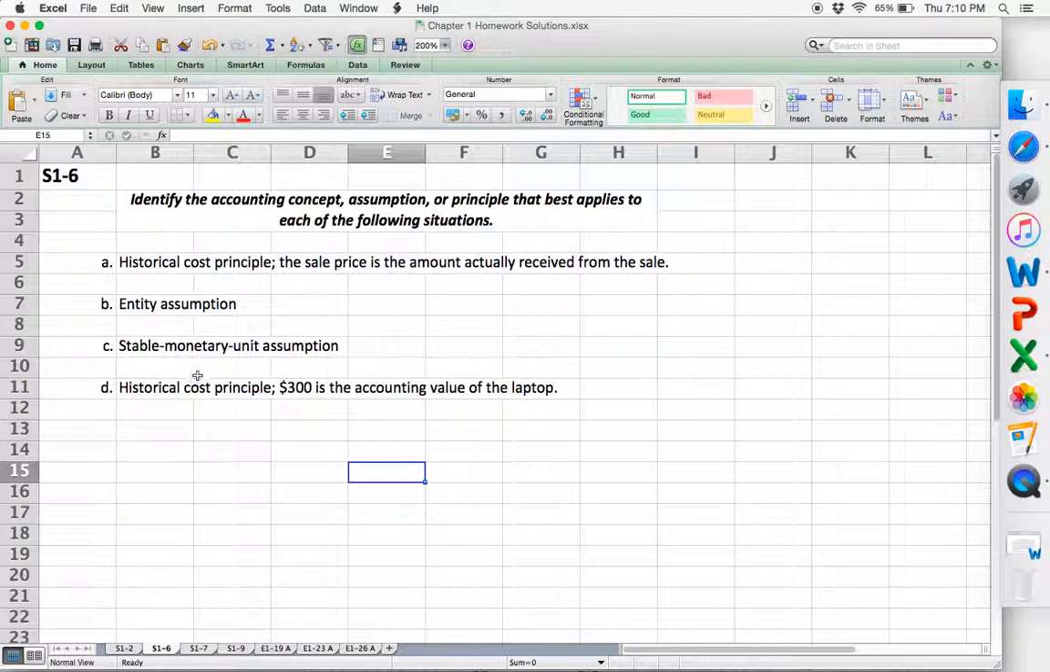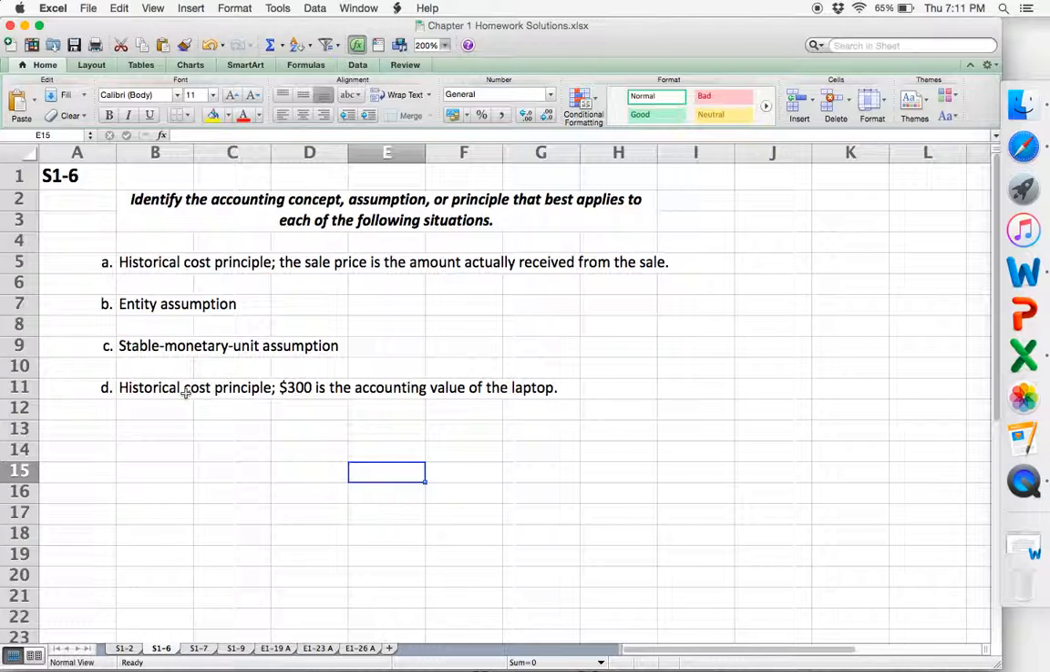And then our last one, letter D: you get an especially good buy on a laptop, paying only $300 when it normally costs $800. What is your accounting value for this laptop? Again, this is pulling back to the historical cost principle, just like we covered in letter A of this problem. So the laptop may have been valued at $800, but at the end of the day, you paid $300, and that is the accounting value of that laptop. That is the amount you're going to write down in your books.